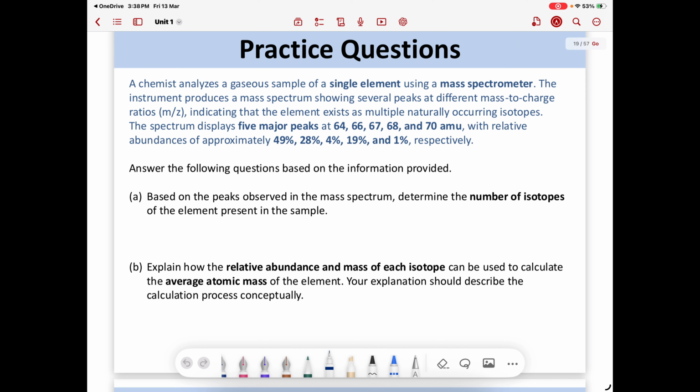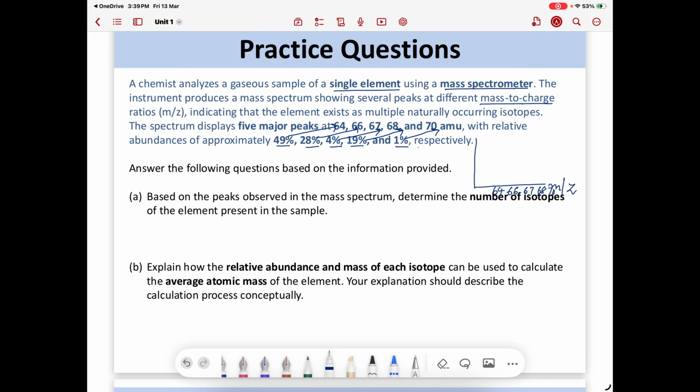You need a good read. A chemist analyzes a gaseous sample of a single element using a mass spectrometer. The instrument produces a mass spectrum showing several peaks at different mass to charge ratios. So you can visualize this in your mind, or you can quickly draw it roughly. It's a long question. So there are 5 major peaks. You have 64, 66, 67, 68, and 70. And they have given the relative abundance of all the peaks respectively. So this goes for this, this goes for this. This is how it's going to be.